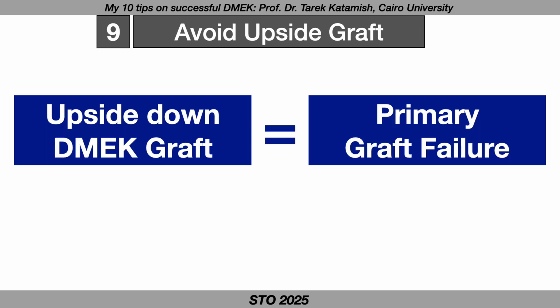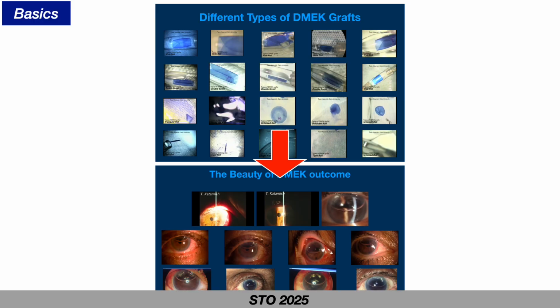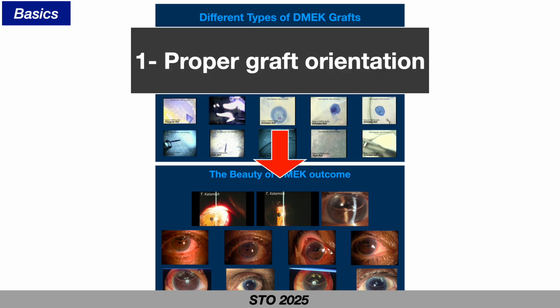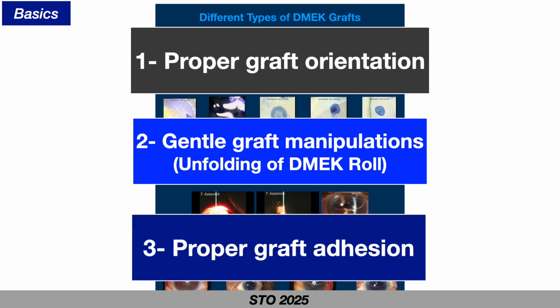Tip number 9, avoid upside down graft. Upside down graft equals primary graft failure in 100% of cases. So, as you know, to deal with these tiny DMEK rolls and to have this beautiful outcome, you should have three things. You should have a proper graft orientation. You should make gentle graft manipulation for unfolding of the DMEK roll. And finally, you have to have a proper graft adhesion or tamponade using air or gas.